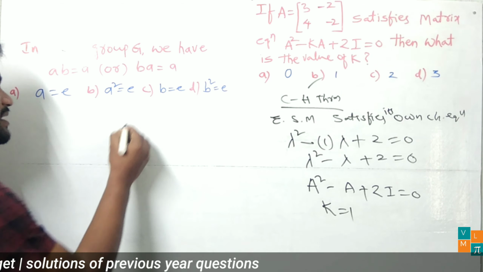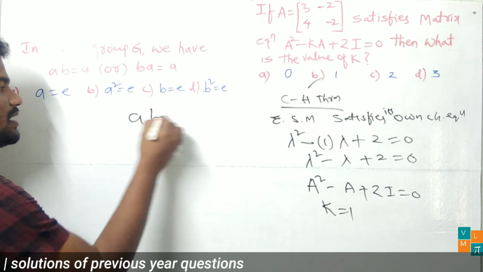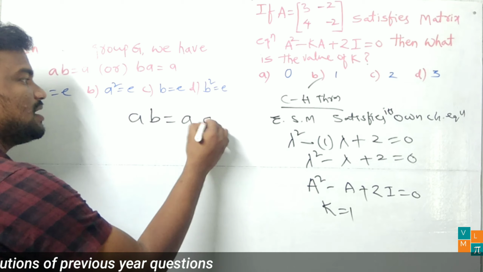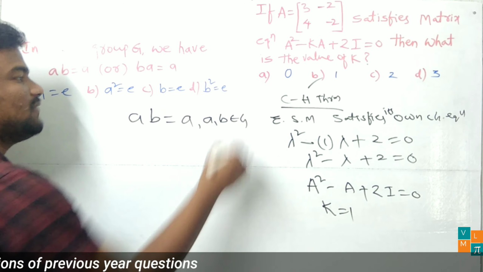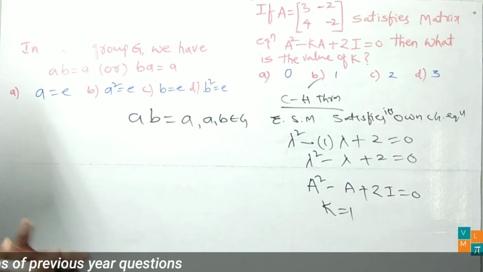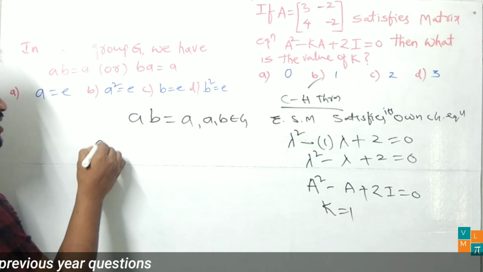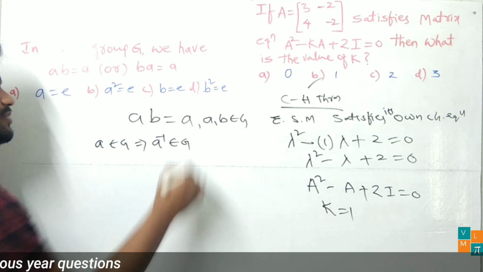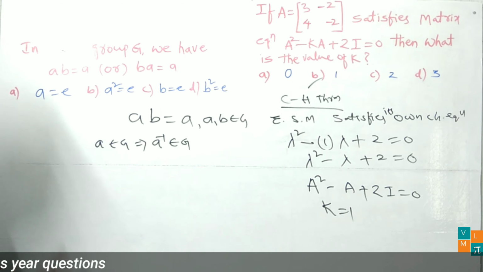So first take what are the given values. AB equals to A. Here A and B are the elements of G. If A and B are the elements of G, A and B are satisfying all properties of group theory. By inverse law, if A belongs to G, then A inverse also belongs to G.